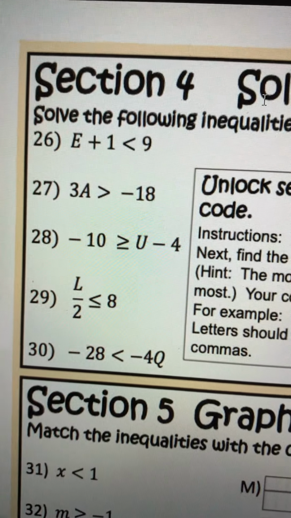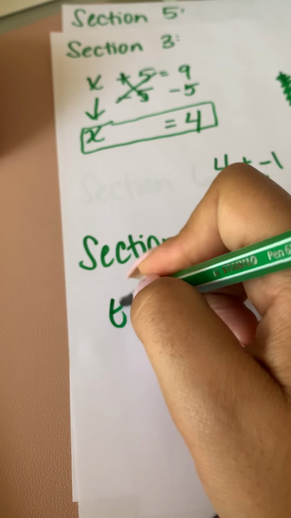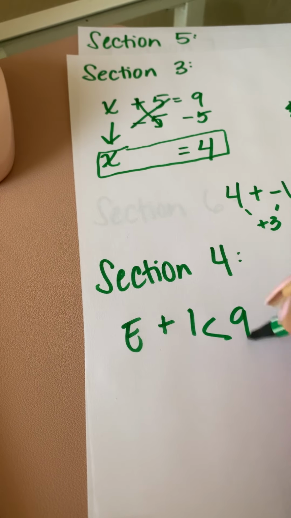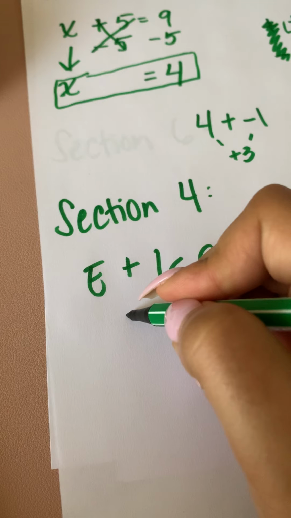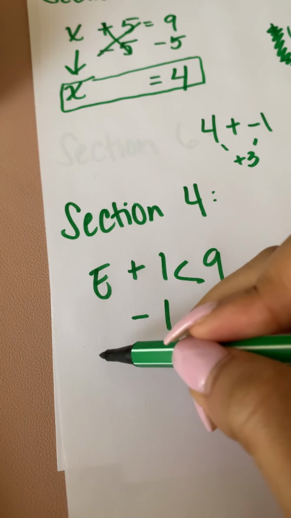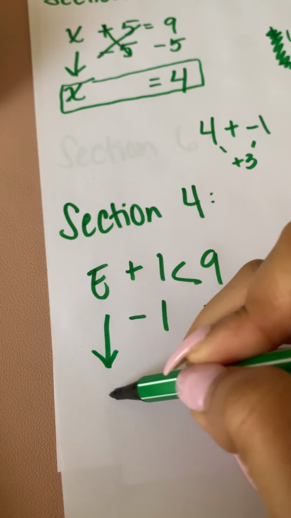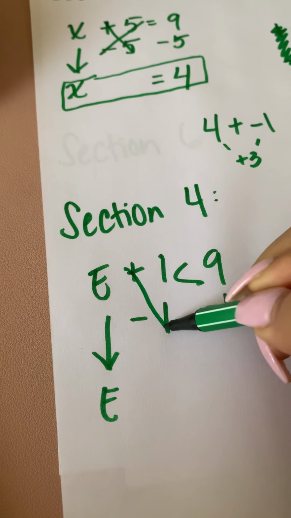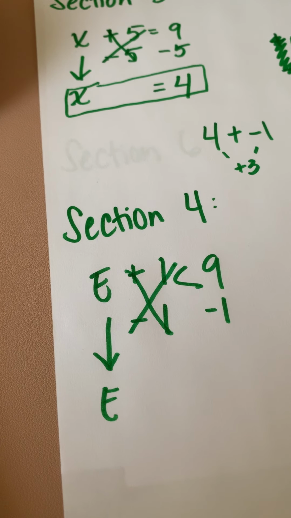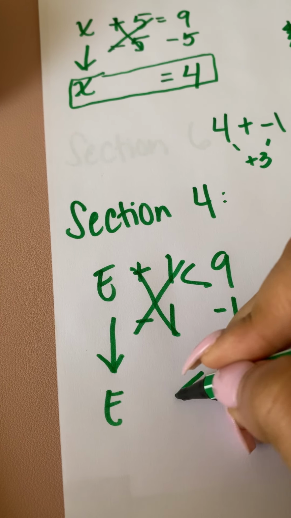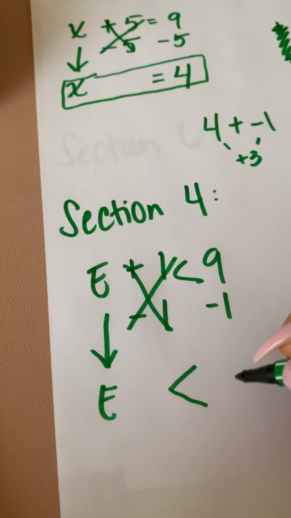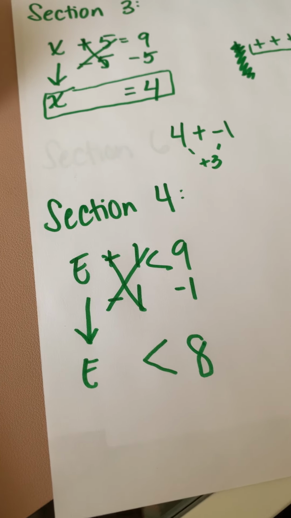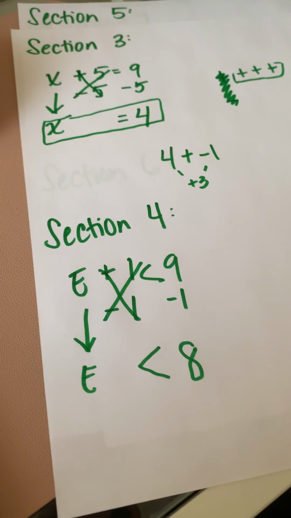Now it's time for us to actually solve them. Okay, so when I solve them, I'm going to look at number 26. It says E plus 1 is less than 9. Remember, our goal is to isolate the variable. So I want to get rid of this plus 1 by subtracting 1 from both sides. I drop down my variable. I can cancel these out because they're the opposite of each other, makes a 0. I drop down my symbol, and now I solve for this. 9 minus 1, well, that's 8. Okay, so then for this one, it would say E is less than 8.